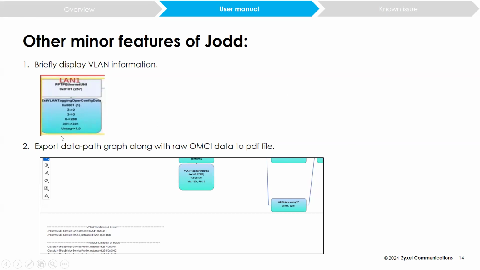Okay, and this is another minor feature of our JODD tool: we can export both a data path graph along with the raw OMCI data into a PDF file like this. For example, here is a PDF file, and we can see that inside the file, it also includes the data path drawn by the JODD tool. And also here is the OMCI log we captured from our ONT devices.